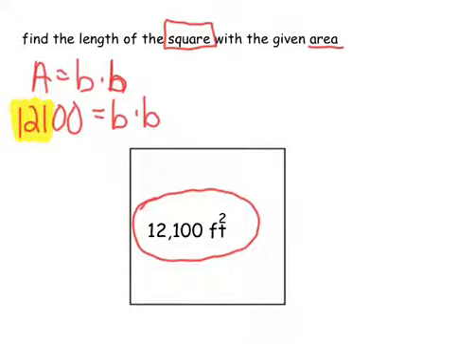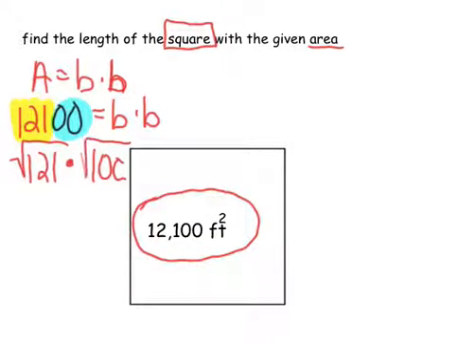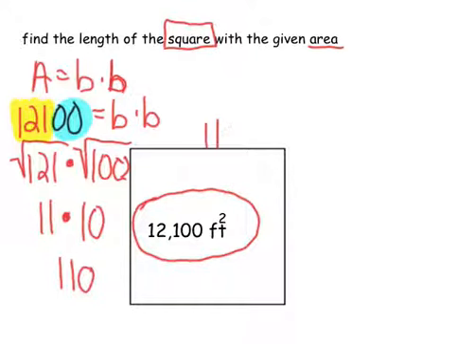And then I'm going to highlight the zeros. So I'm thinking the square root of 121 times the square root of 100. The square root of 121 is 11 times the square root of 100 is 10, and 11 times 10 is 110. So my side length is 110 feet.